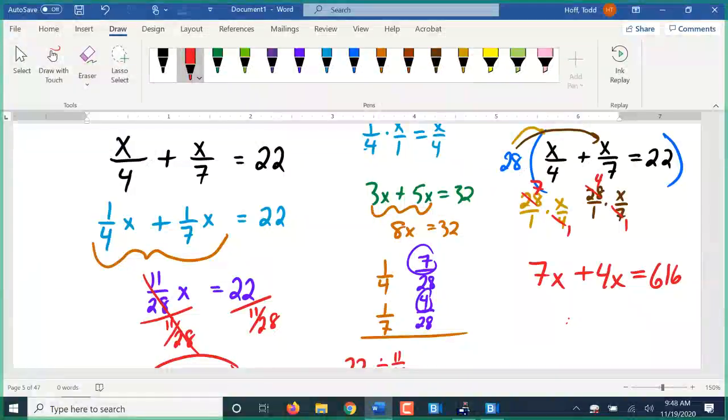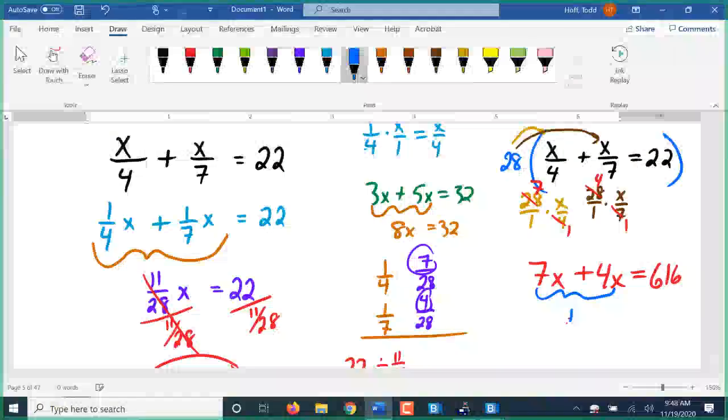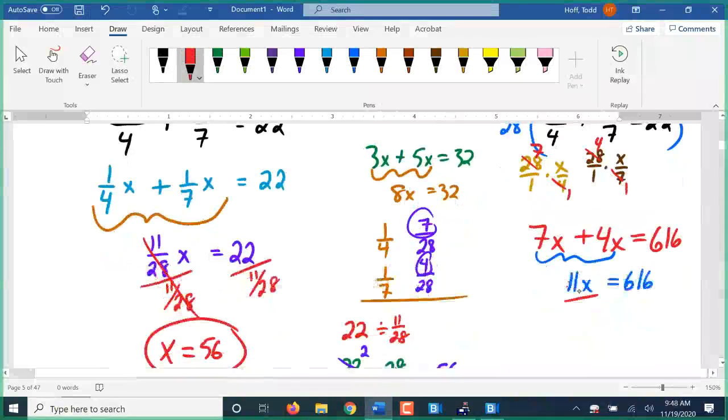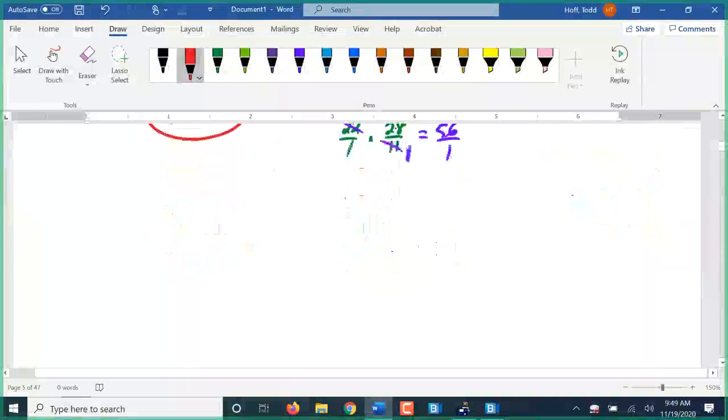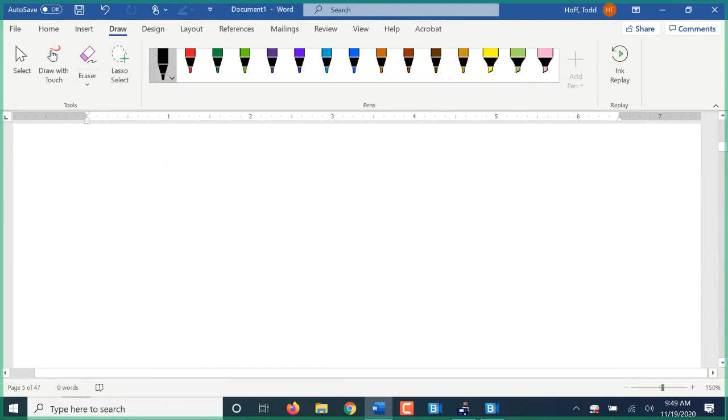Now we have a pretty simple equation to solve. 7x plus 4x is 11x equals 616. And we'll divide by 11. X equals 56. There are some equations we run into where we don't have a choice. We have to multiply.